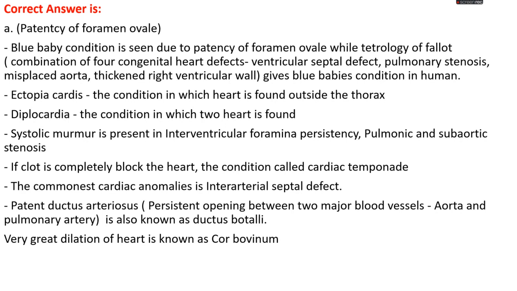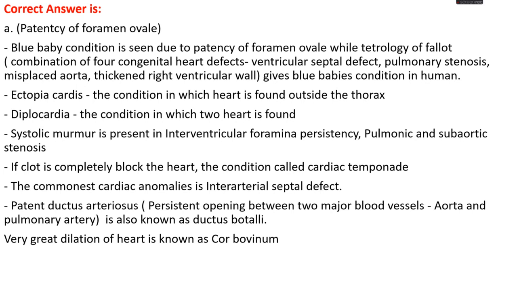Systolic murmur is a special type of sound which is produced when the heart contracts. It is present in interventricular foramina persistency, and pulmonic and subaortic stenosis. Okay, if a clot completely blocks the heart, that condition is known as cardiac tamponade. Okay, the commonest cardiac anomaly is interatrial septal defect, that is patent foramen ovale. Okay, patent ductus arteriosus is a condition in which the two ducts, the aortic duct and the pulmonic duct, are both connected, and it is also known as the ductus Botalli.